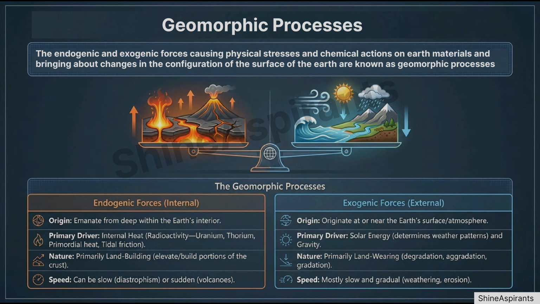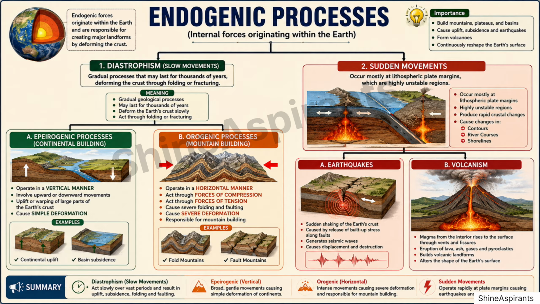Endogenic forces. Endogenic processes are divided into 1. Slow movements, diastrophism. Gradual processes lasting thousands of years, deforming the crust through folding or fracturing. Orogenic processes, mountain building through severe folding, operate in a horizontal manner. Example, Himalayas, Alps. Epeirogenic processes, continental building through uplift or warping of large parts of the crust, simple deformation, operate in a vertical manner. 2. Sudden movements. Occur mostly at lithospheric plate margins, highly unstable regions. Examples, volcanism and earthquakes cause rapid changes in contours, river courses, and shorelines.